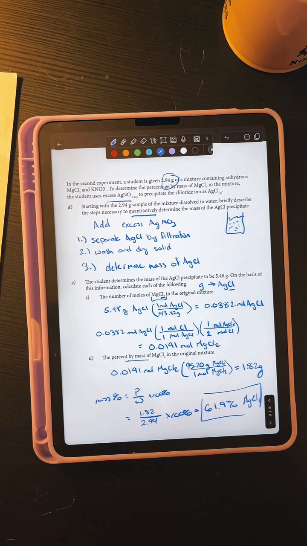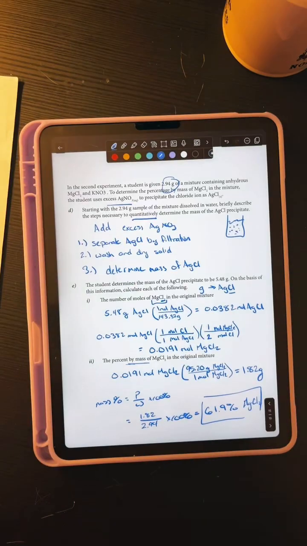So let me flip this around. Flip camera. Nope, flip back.